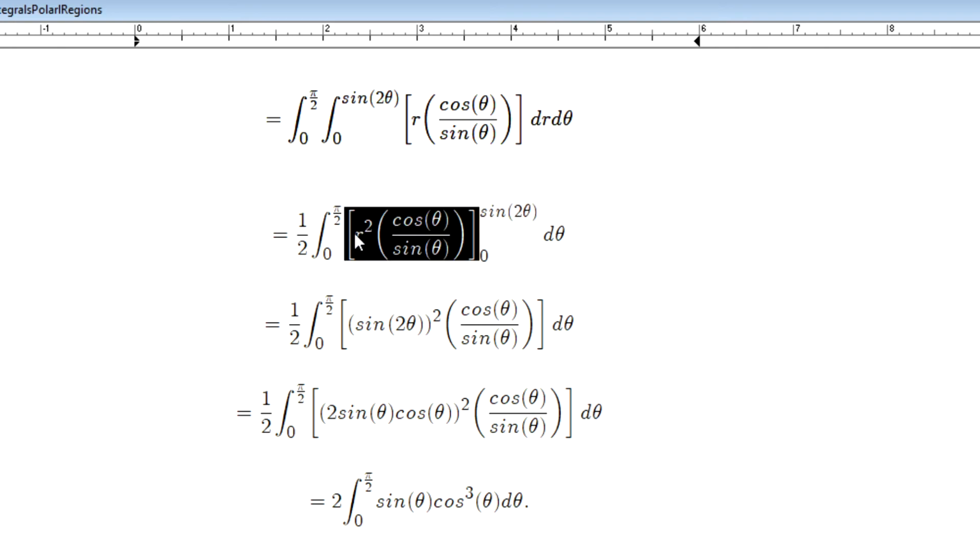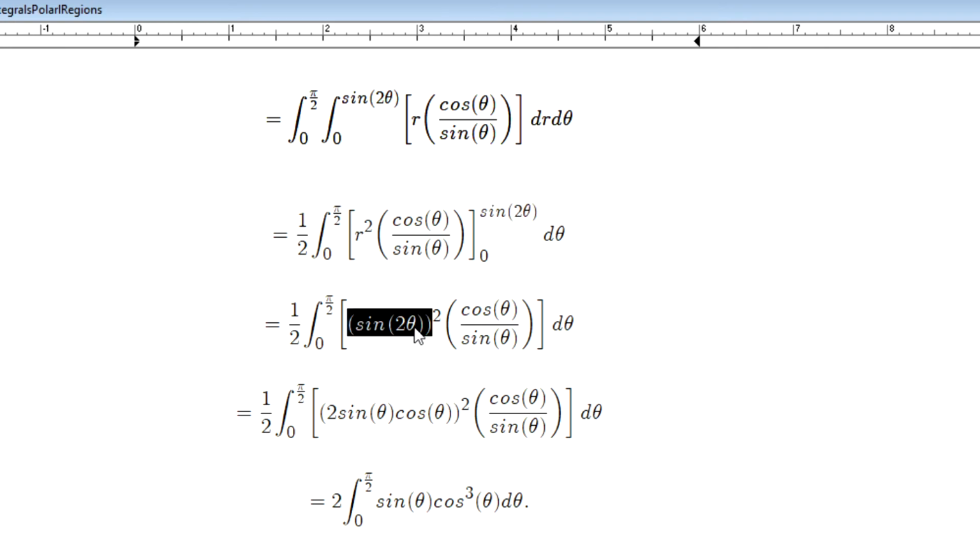Now at 0, 0 squared is 0, and times this constant factor here, right? Constant multiplier is still just 0. It zeroes away. But at the sine of 2 theta, it becomes the sine of 2 theta squared times this multiplying factor, right? This constant multiplier, cosine theta over sine theta. That cotangent of theta we had back here.